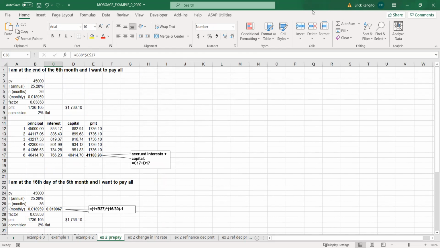Let's assume, guys, that we have the same loan as before. I have $45,000, 25.28%, 36 months. I compute my monthly interest rate, my factor, and my payment. And I have my 2% flat, which I use only for seeing my effective cost of capital. I haven't done that; you can do that. Now I start the same, 45,000, etc.